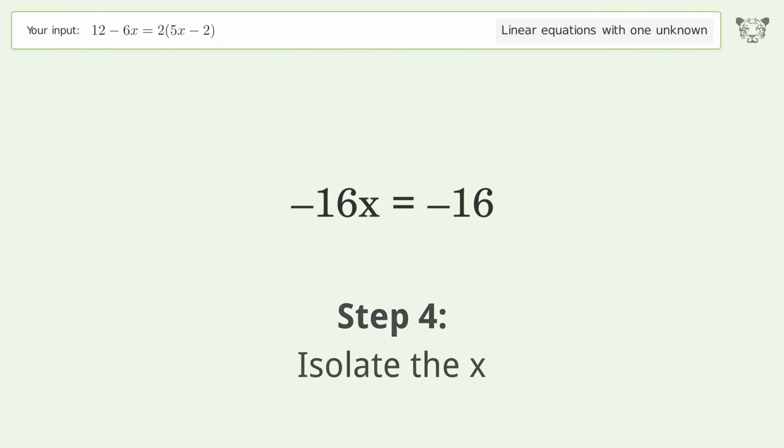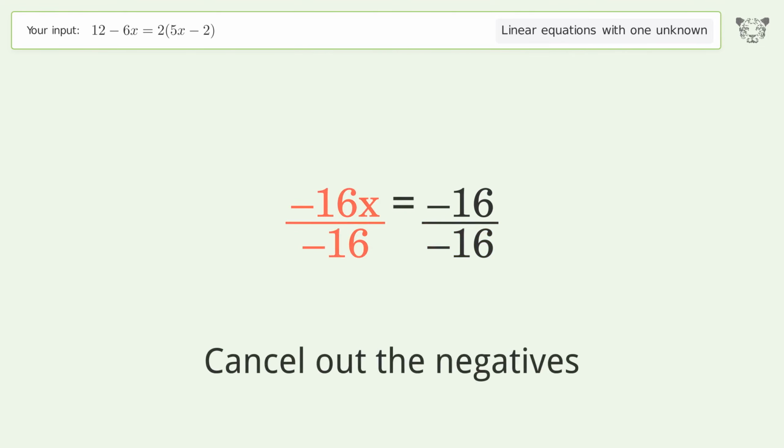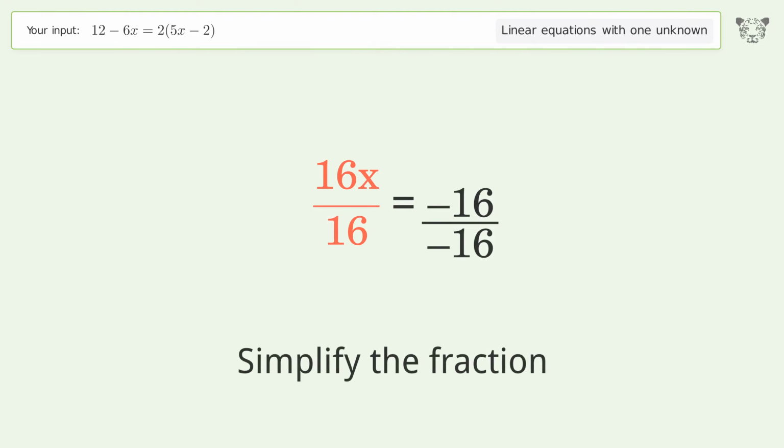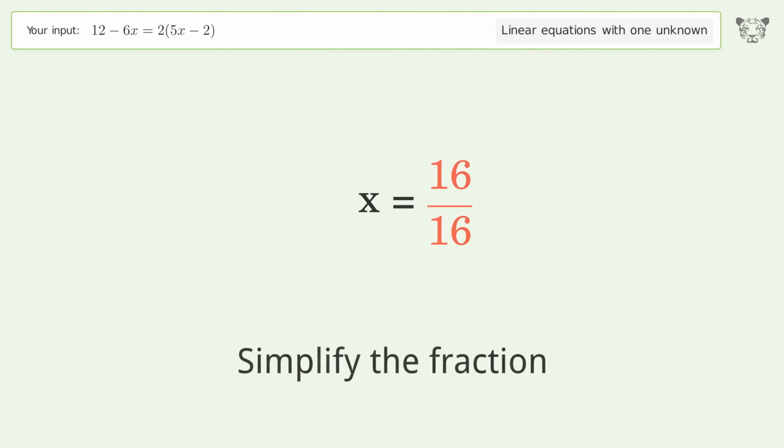Isolate the x. Divide both sides by -16. Cancel out the negatives. Simplify the fraction. Cancel out the negatives. Simplify the fraction.